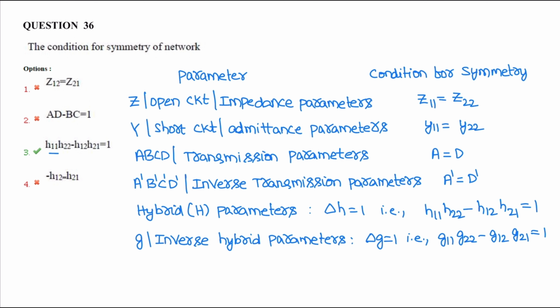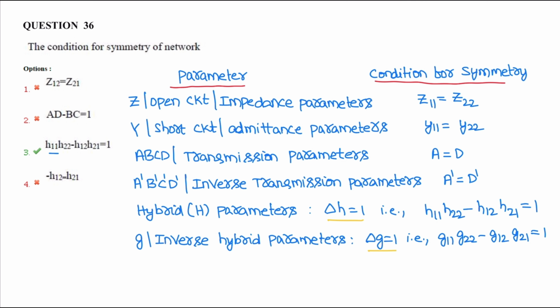So the conditions for symmetry. For Z parameters or open circuit parameters or impedance parameters is Z11 is equal to Z22. Similarly, for Y parameters, short circuit parameters, admittance parameters is Y11 is equal to Y22. The condition for symmetry of ABCD parameters or transmission parameters is A is equal to D. For inverse transmission parameters, A dash is equal to D dash. For hybrid parameters, the condition for symmetry is delta H is equal to 1. Similarly, for inverse hybrid parameters, the condition for symmetry is delta G is equal to 1.